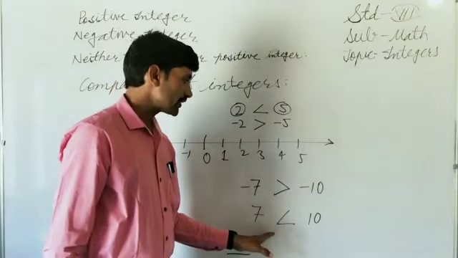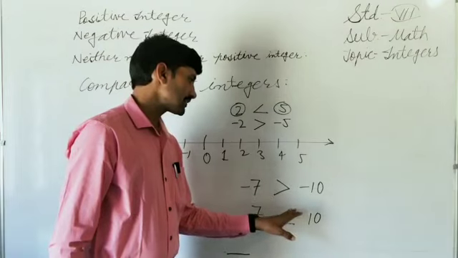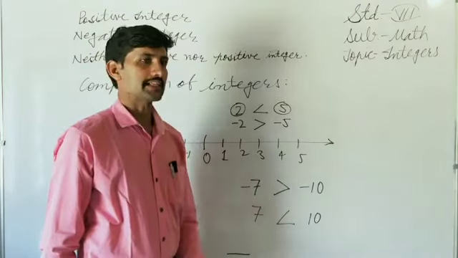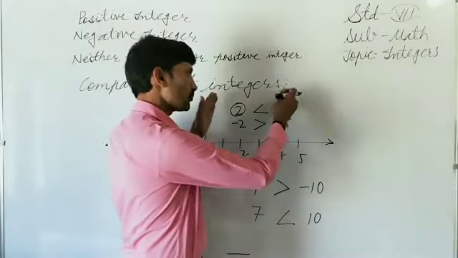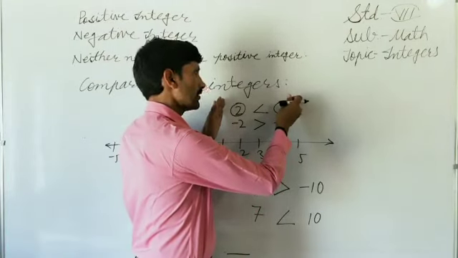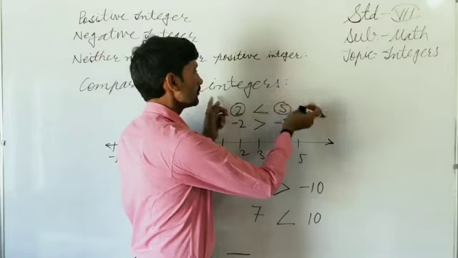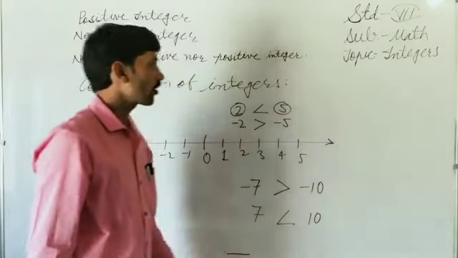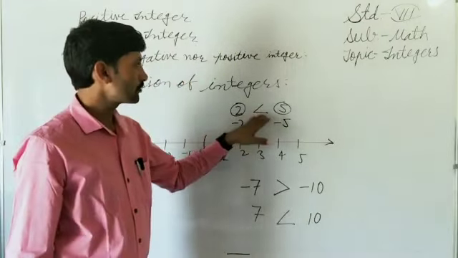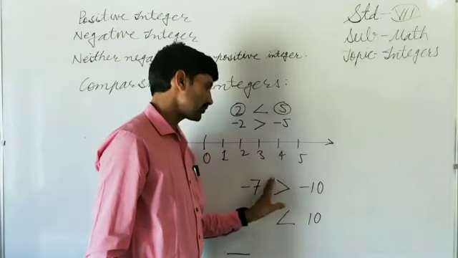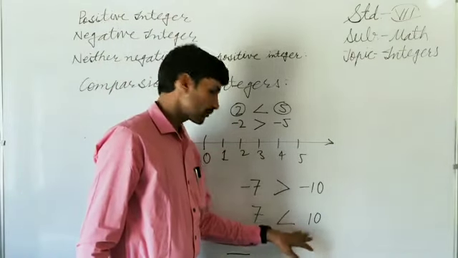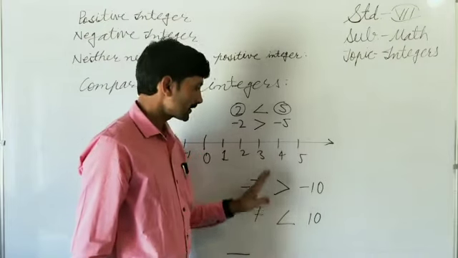So what are we seeing here? The inequality sign, or the sign of comparison, has changed. 7 is smaller than 10. So if there are two positive integers, we know their comparison, and if we write their negatives or opposites, we know what happens. Here also we have seen, if both are negative and we write their opposites or negatives, what happens.